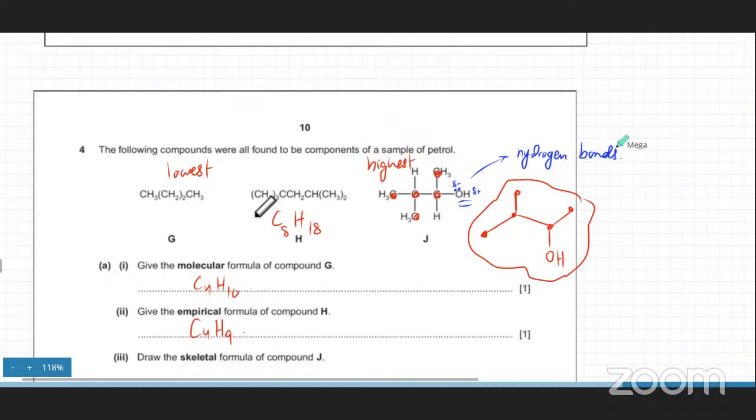So you're going to write strong intermolecular forces. Hydrogen bonds are present. Why is the other one the lowest? What type of intermolecular force is there in this molecule? Van der Waals forces. The carbon and hydrogen bonds are non-polar, so it has only van der Waals forces, which are very, very weak.